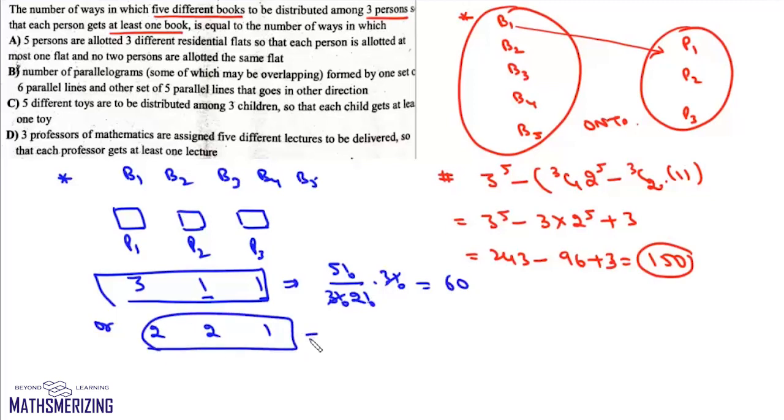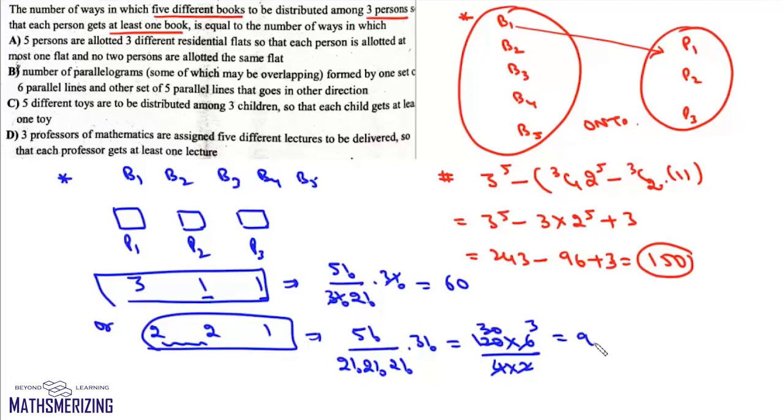Now for 2, 2 and 1, it will be factorial 5 divided by factorial 2, factorial 2, and since these two are identical, it will be divided by factorial 2, and then again these 3 groups can be distributed in factorial 3 ways. Now this is 120 into 6 divided by 4 into 2. So this is 3, this is 30, so it will be 90. Now 60 plus 90 is again 150. So the total number of ways in which we can distribute 5 different books among 3 persons so that each person gets at least 1 book is 150.